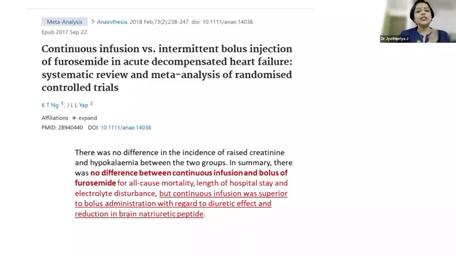Now, when I searched the literature regarding the comparison between these two modalities, most of the comparisons are done in cases of acute heart failure, and the results were mixed. Just like our poll, there is no concrete evidence to show one is superior to the other. This is one systematic review and meta-analysis which showed there is no difference, but they found some increase in diuretic effect with continuous infusion.